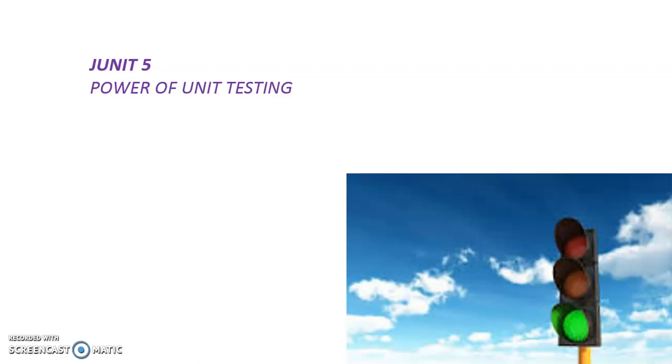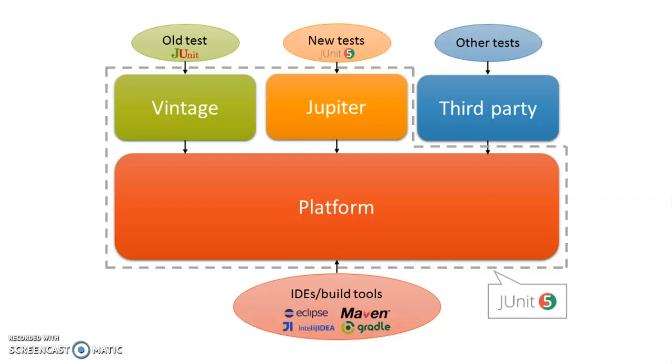Now let's see what is JUnit 5's internal architecture. This is JUnit 5 internal architecture, and as you can see, it has a provision for the old JUnit test cases to run, which is the Vintage module, and there is another module called Jupiter. In the Jupiter module, we would be able to run the new JUnit 5 test cases. And if we are willing to use any other third-party libraries, we can also utilize this module.